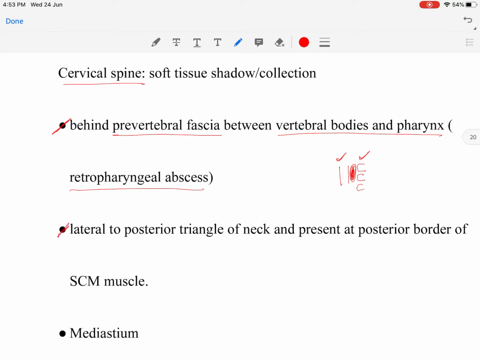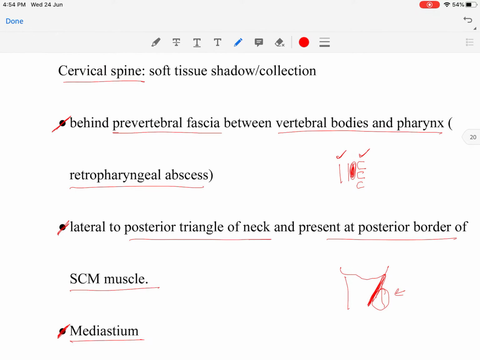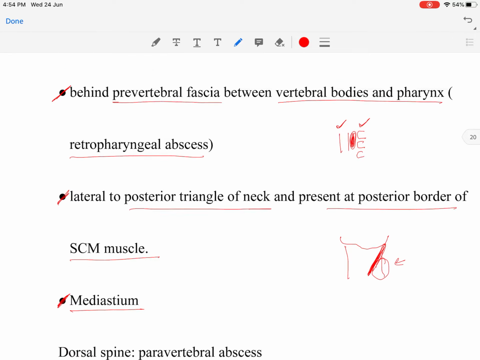Or it can present lateral to the posterior triangle of the neck, at the posterior border of the sternocleidomastoid. So if this is the neck of the patient and this is the sternocleidomastoid muscle, it can present here at the posterior border of the sternocleidomastoid, or it can extend distally into the mediastinum. So these are the three presentations of the cervical spine cold abscess.